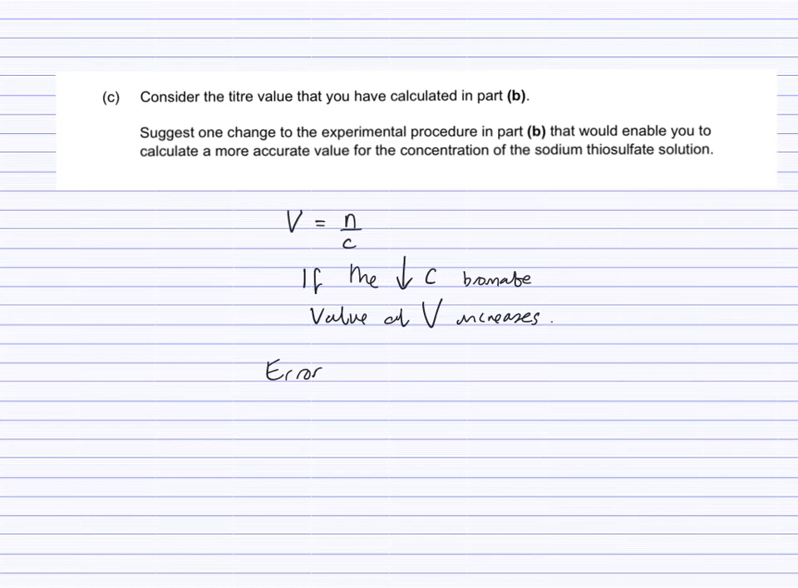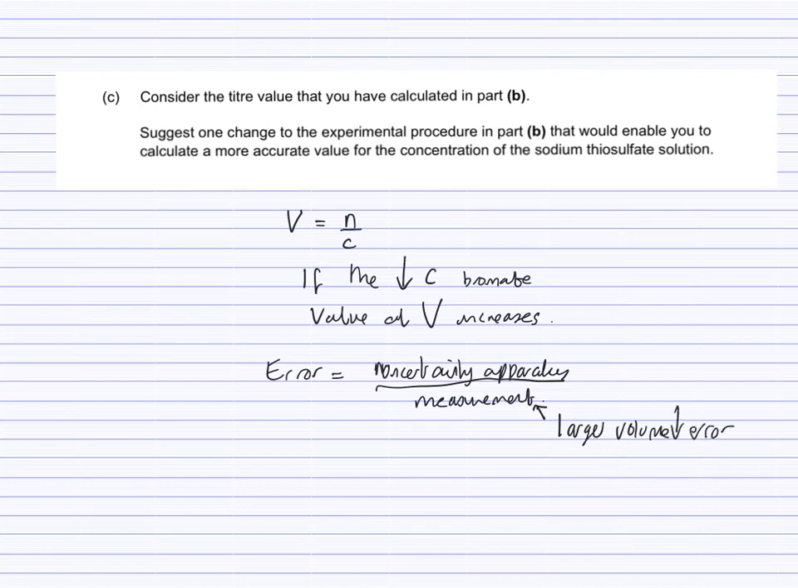The value of V increases, because in an error calculation, it's the apparatus uncertainty divided by your reading. So the uncertainty of the apparatus, which in this case would be a burette, divided by the measurement. So to reduce the error and increase the accuracy, you need to increase the measurement. So you would use a larger volume. So in effect, decreasing the concentration of the bromate would increase your volume, and your error decreases. There's your answer.